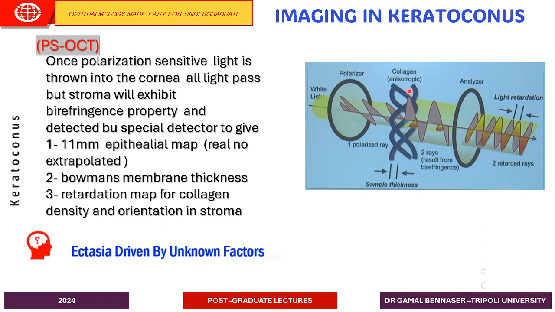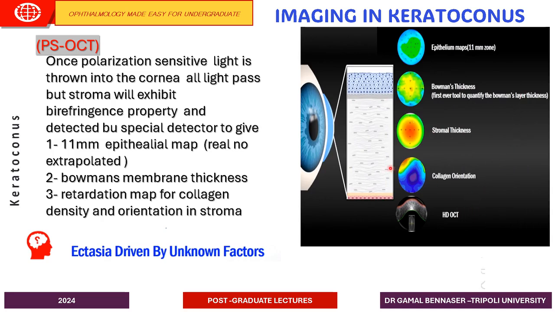So as you can see here, these are the collagen fibers. As the polarization sensitive light passes through it, it has the birefringence property, leading to the splitting of the light based on the axis and the orientation of the rays. Picking up the difference between these two rays, the determination of the retardation difference between the two split rays will give information about the molecular level or the structural property of this tissue. As a result of this, as I said, we will have a spectrum of images. We will have a large size 11 millimeter epithelial map, and we will have another map showing the details of the Bowman's membrane and also the stromal thickness and property based on the orientation and the density of the collagen fibers.